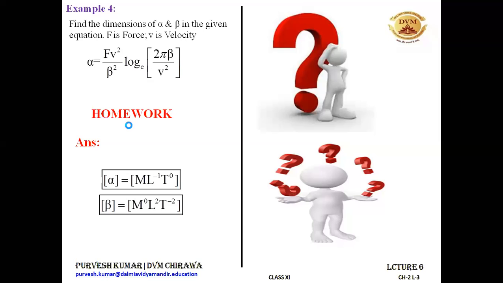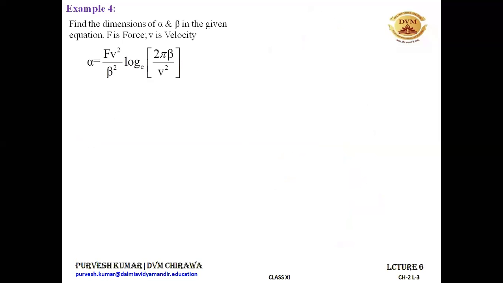So let's do this one. This was example number 4, and it says that if F is force and V is velocity, we need to find the dimensions for alpha and beta involved in this equation. First we can find the dimensions for beta. I told you in the working rules that the log of some quantity is dimensionless, as is whatever is inside the brackets after log, just like sine theta is dimensionless and theta is also dimensionless. Similarly, log x is dimensionless, and x inside the brackets of log is dimensionless.